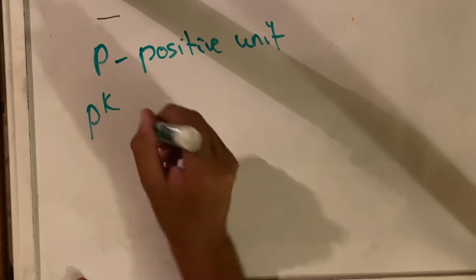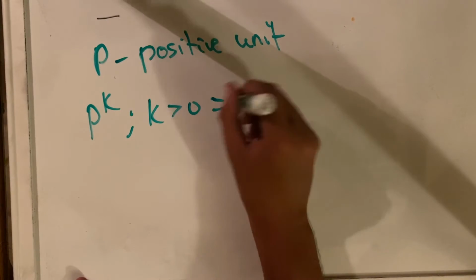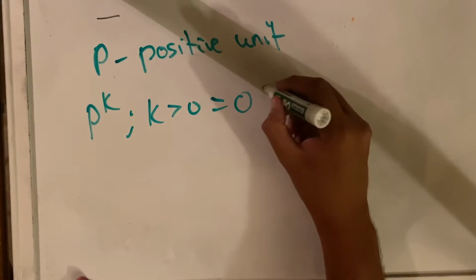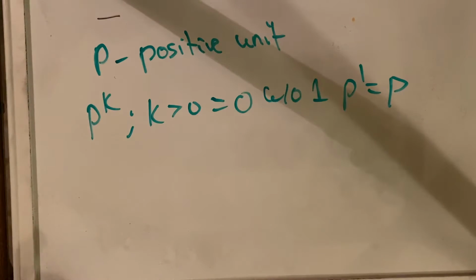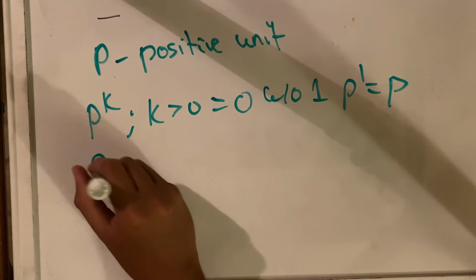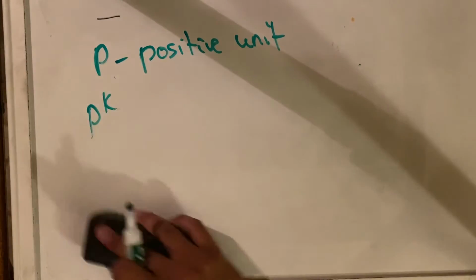The first rule: P to the K, where K is greater than 0, equals 0, except P to the 1, which is just P. Now, the other rule: P over P equals 1. And with these rules, we can actually do something kind of cool.